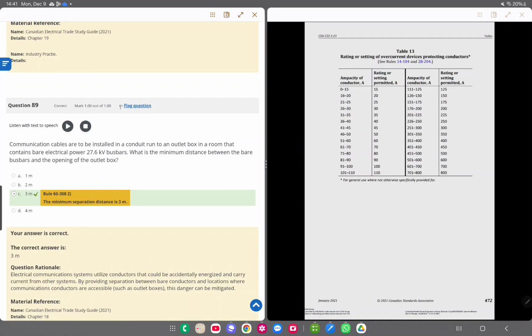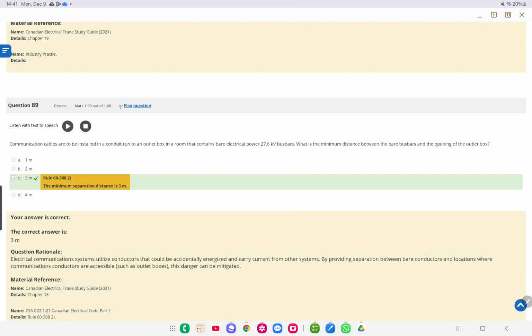Communication cables are to be installed in a conduit run to an outlet box that contains bare electrical power, 27.6 kV. What is the minimum distance from the bare bus bars and the opening of the outlet box? So the minimum separation distance is 3 meters.